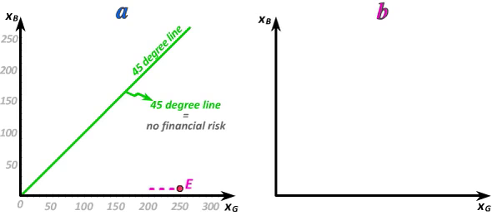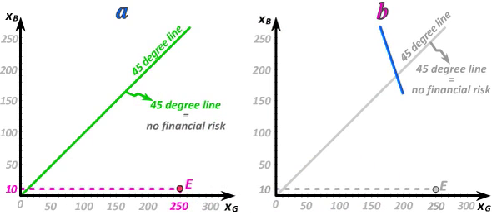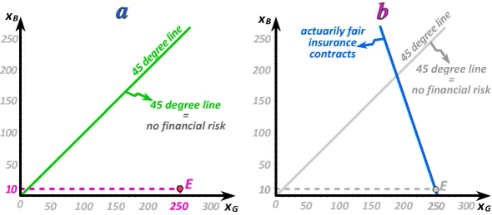We can then indicate my wife's uninsured gamble as point E in this graph. At point E, my wife gets $250,000 in the good state and $10,000 in the bad state, which is exactly what we've assumed throughout our graphs. Insurance contracts are then contracts that lower consumption in the good state and increase it in the bad states.